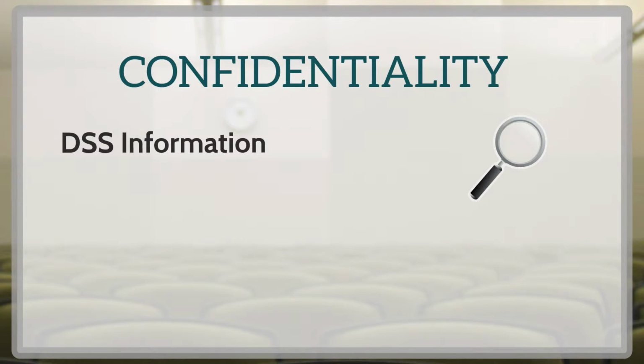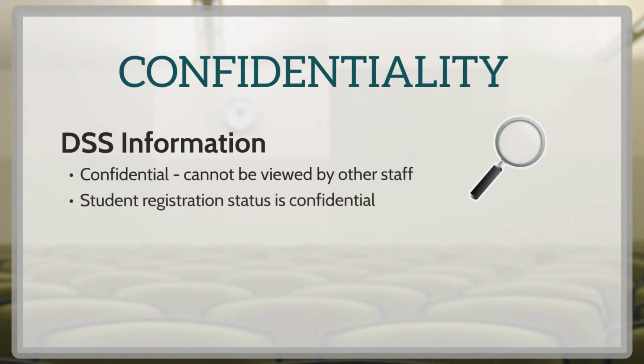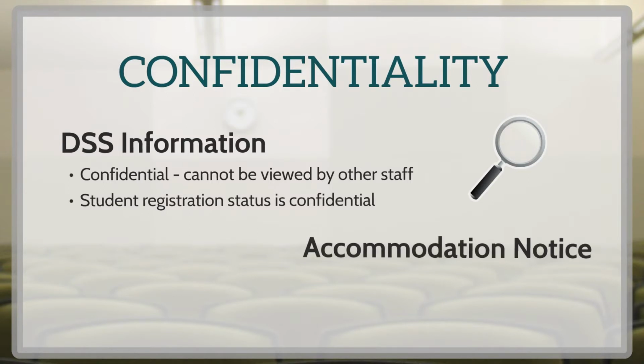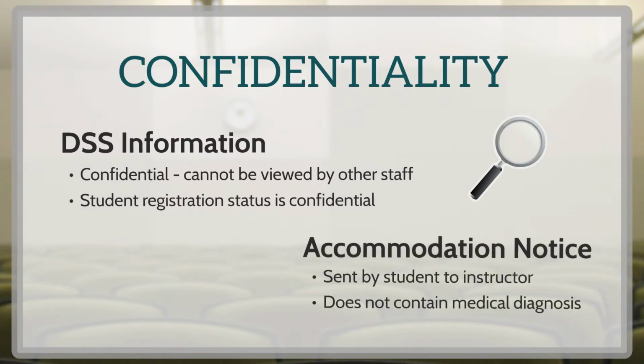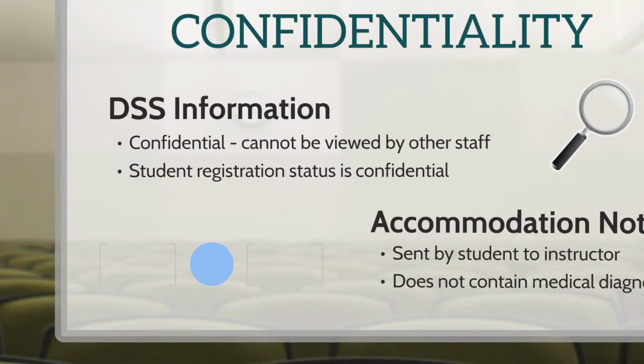It's important for faculty to have a clear understanding of confidentiality. Any information submitted to DSS is confidential and therefore cannot be viewed by other university staff. The fact that a student is registered with DSS is also confidential. It is the student's responsibility to officially notify faculty of their DSS status by sending an accommodation notice. This notice does not include the student's diagnosis because legally, faculty do not have the right to know this information.